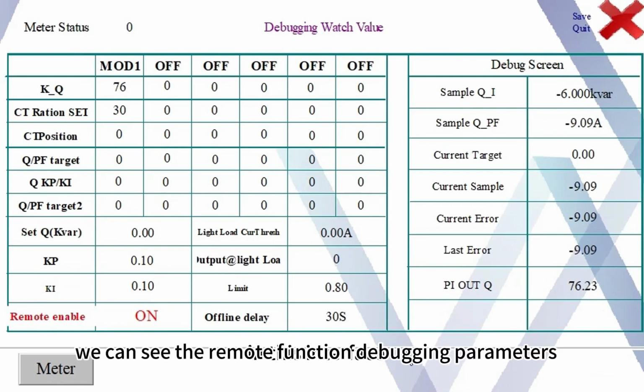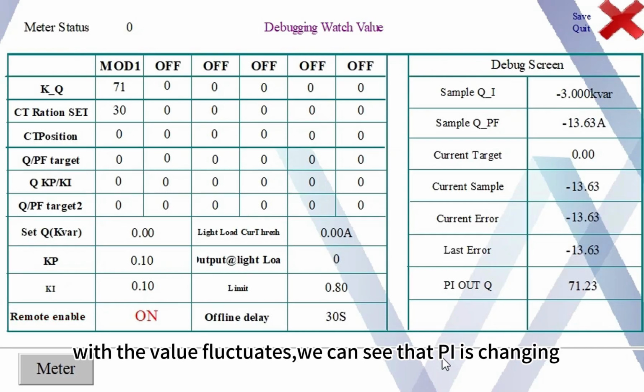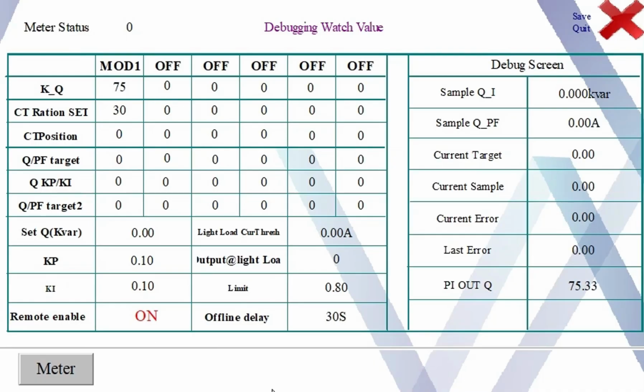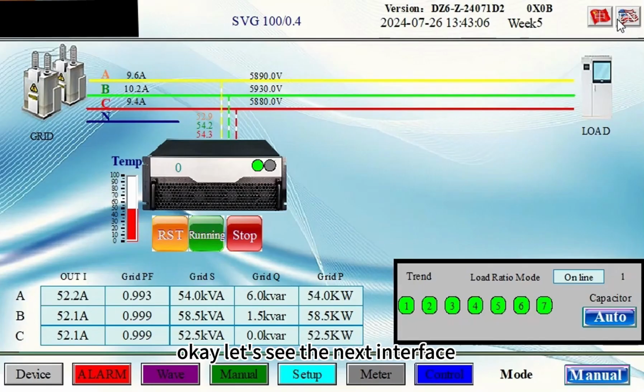In this interface, we can see the remote function debugging parameters. As the value fluctuates, we can see that PI is changing. Okay, this is the control part of the whole closed loop. Okay, let's see the next interface.